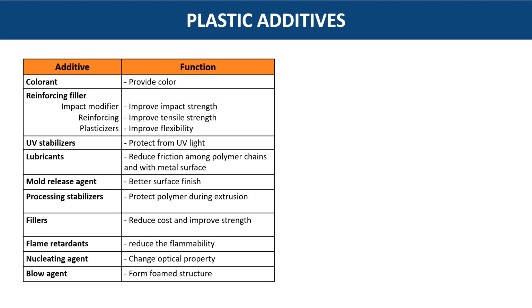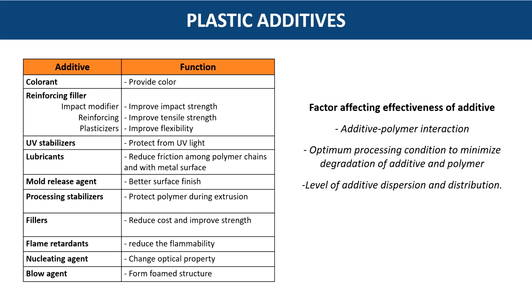To find the optimum amount of additive, we first must make sure that additive is compatible with the polymer matrix. Processing conditions are selected to minimize degradation of additive, and desired level of additive dispersion and distribution is achieved. Achieving desired level of dispersion and distribution is very important to extract best performance from an additive. So first, let's try to understand these terms, dispersion and distribution.